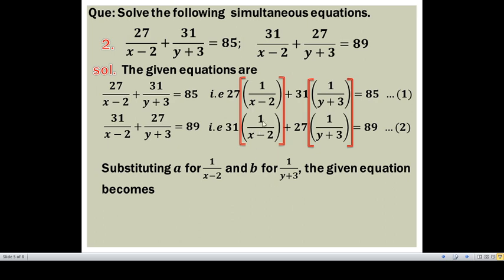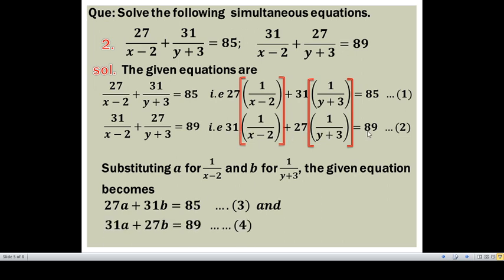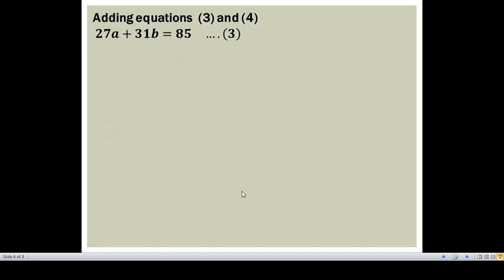So the above equations become 27a plus 31b is equal to 85 and 31a plus 27b is equal to 89. Say equation number 3 and number 4. Now solving 3 and 4.